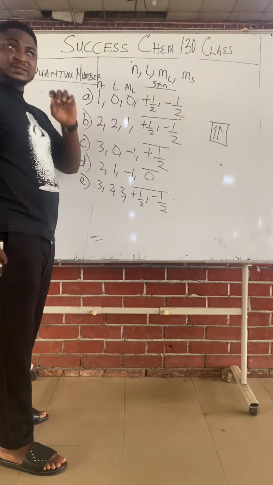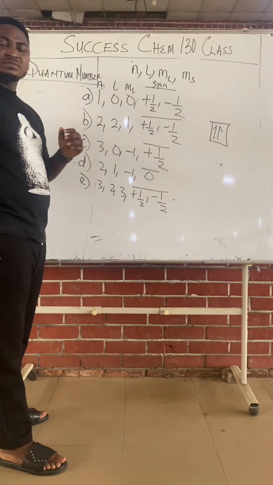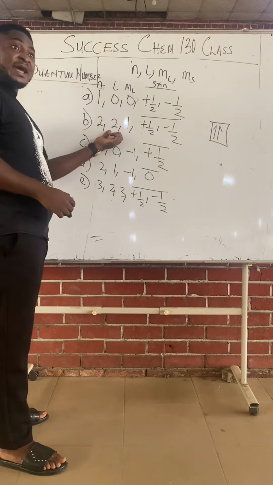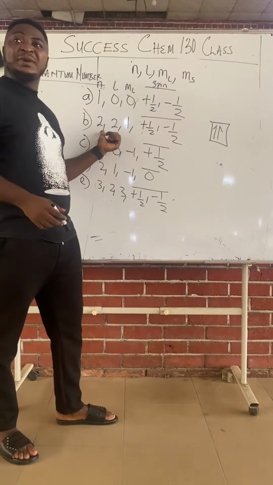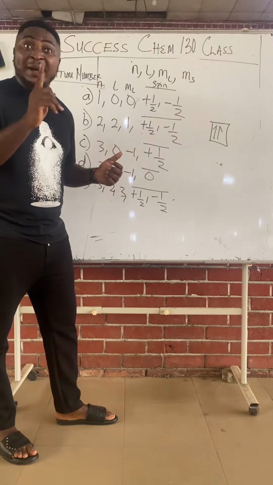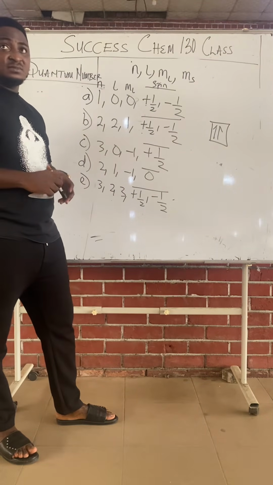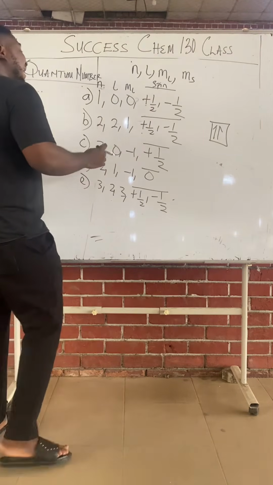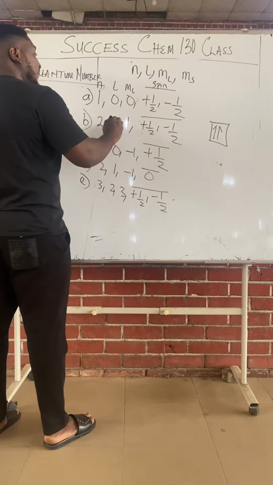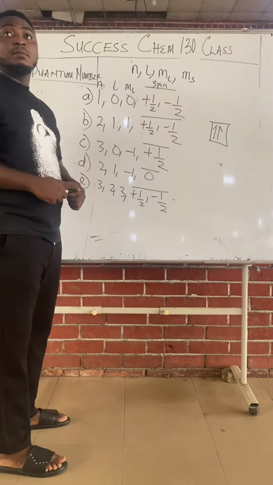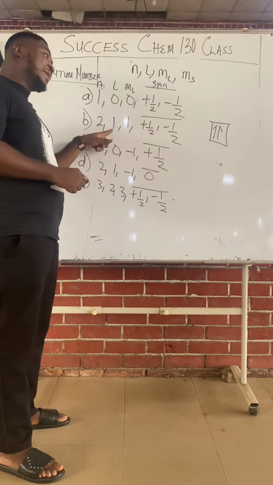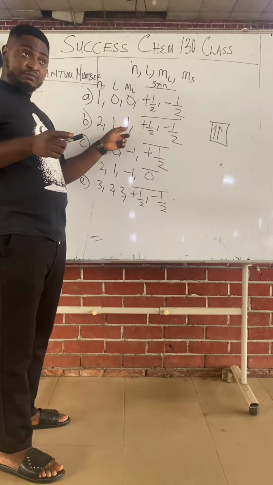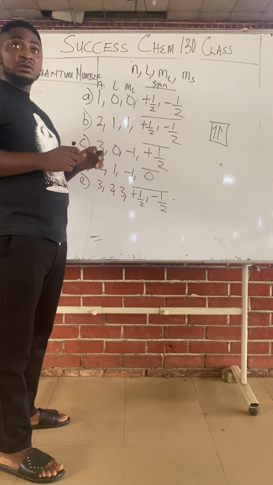Let's go to B, class. What is wrong with this already? The azimuthal, right? Our azimuthal cannot be the same as our principal. Our azimuthal must be at least one number less than the principal. So, class, this must at least be 1. Can it be 0? No. You know why it cannot be 0? If it's 0, my magnetic will have to be 0. So it is definitely 1.